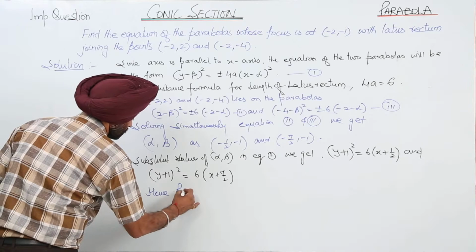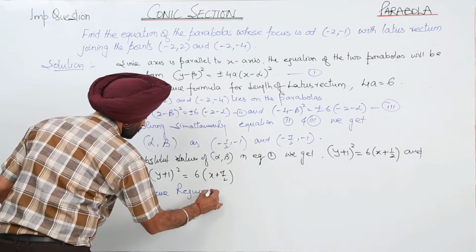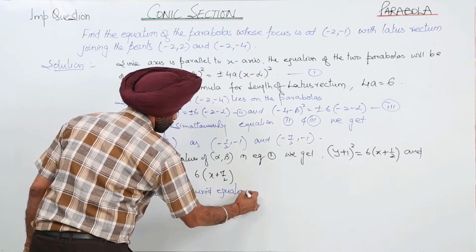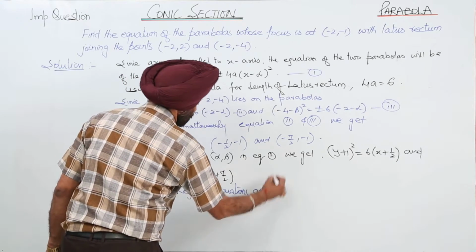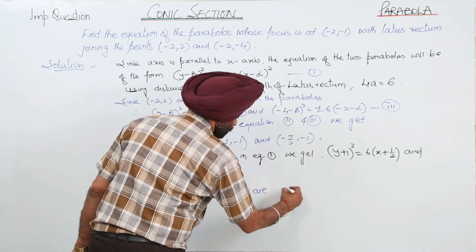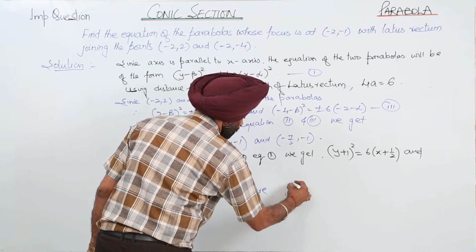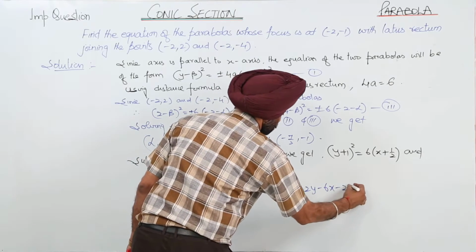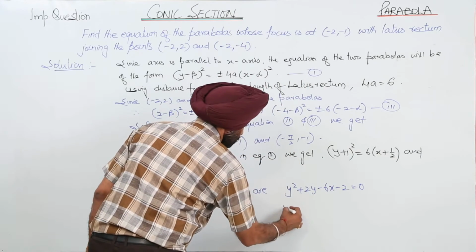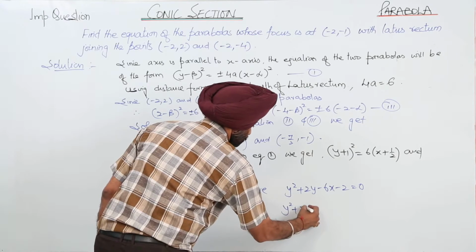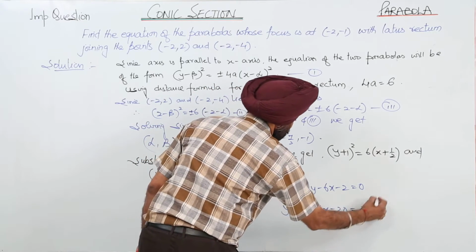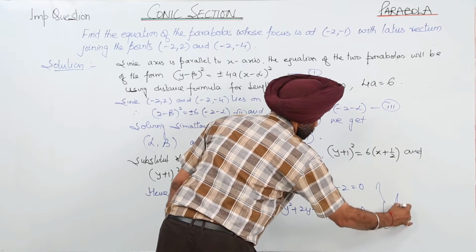Hence, the required equations are y square plus 2y minus 6x minus 2 is equal to 0, and y square plus 2y plus 6x plus 20 is equal to 0. Answer.